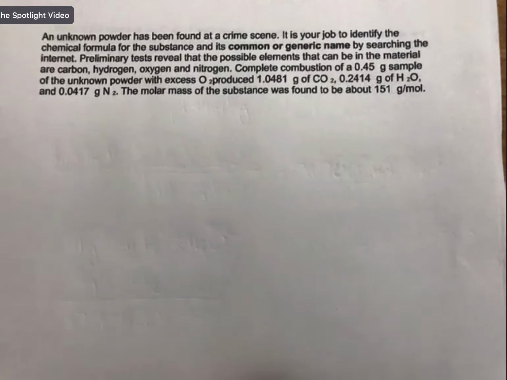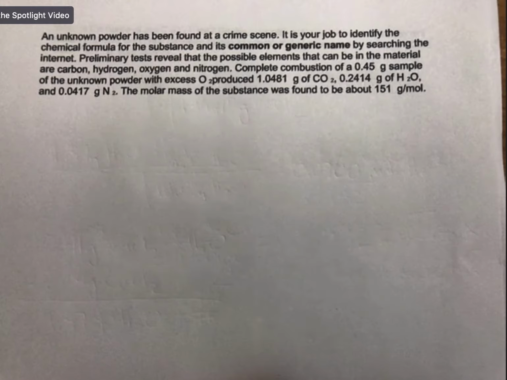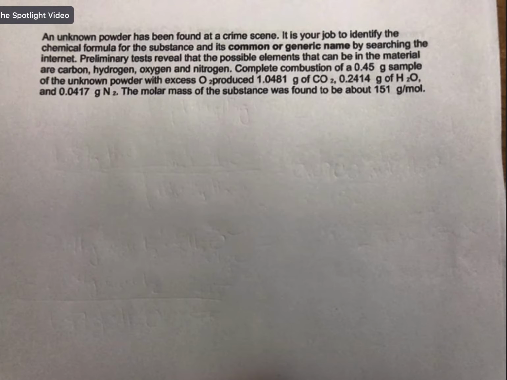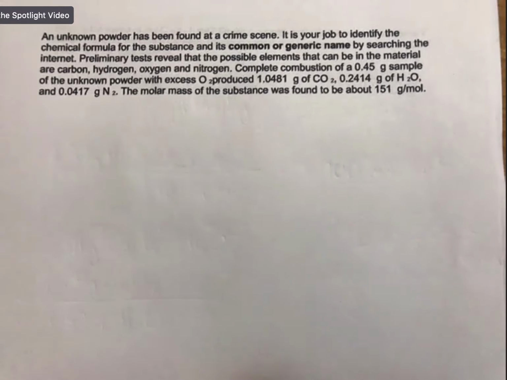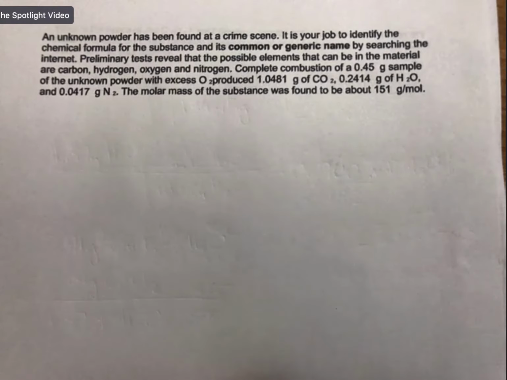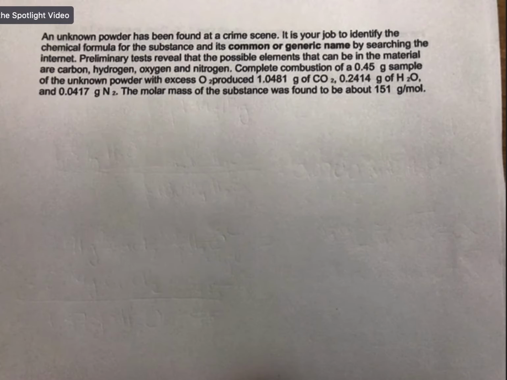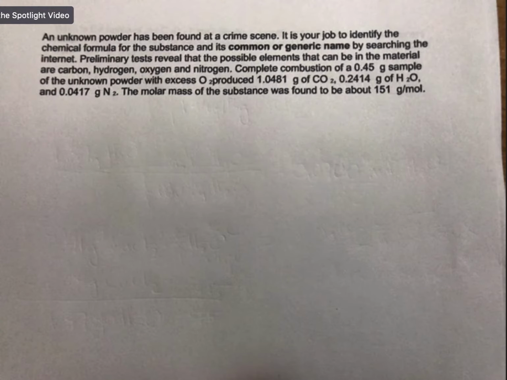An unknown powder, that sounds familiar, was found at a crime scene. This time it is your job to identify the chemical formula, which means molecular formula. That was a good question from before. And its common or generic name by searching the internet. Preliminary tests reveal that the possible elements that can be in the material are carbon, hydrogen, oxygen, and nitrogen.